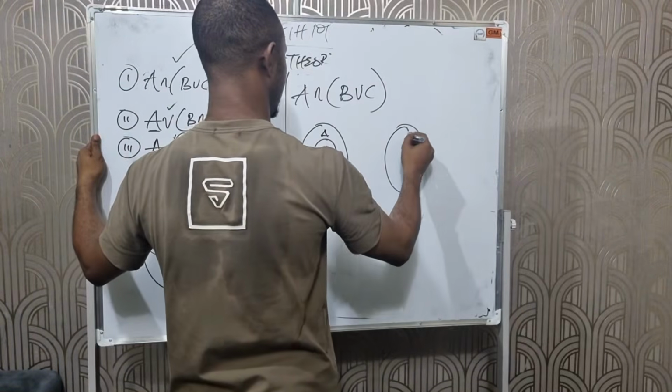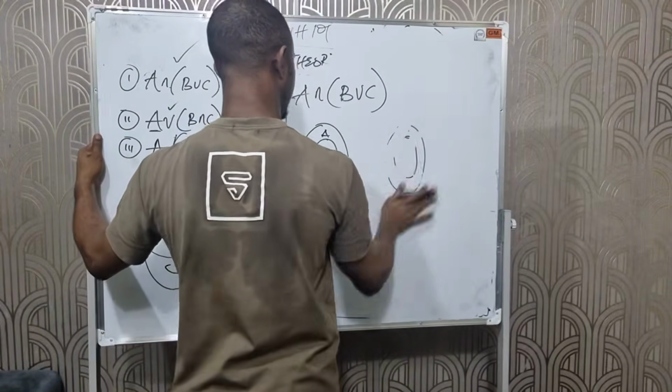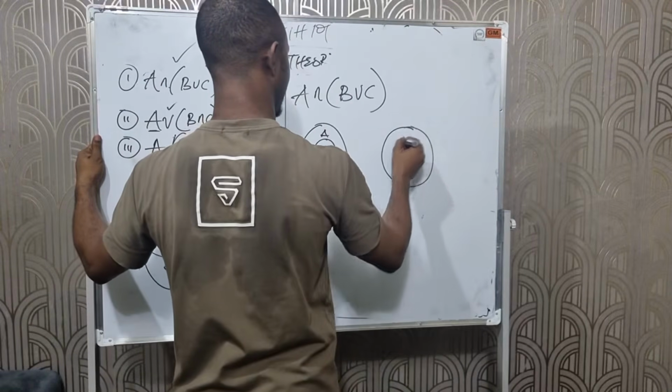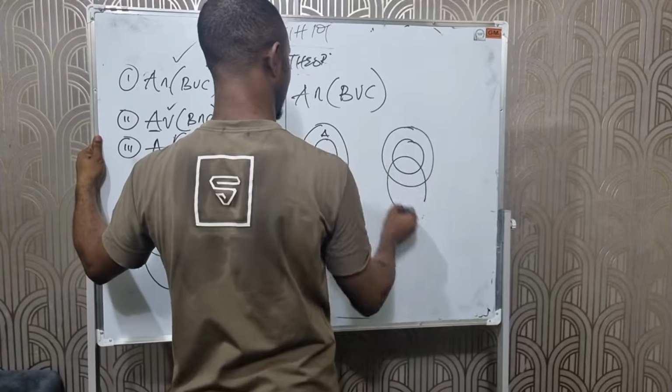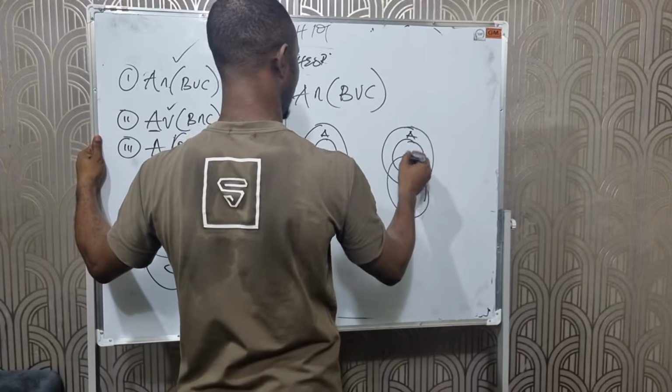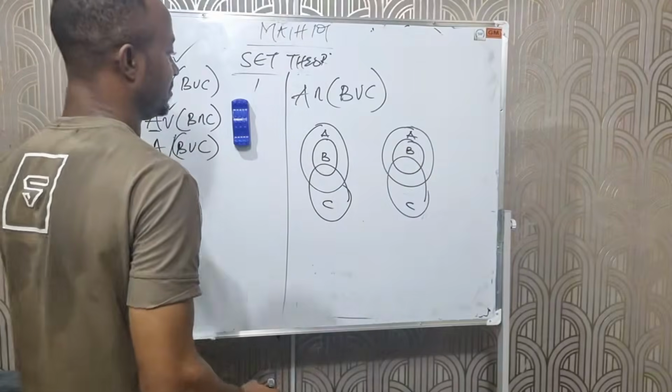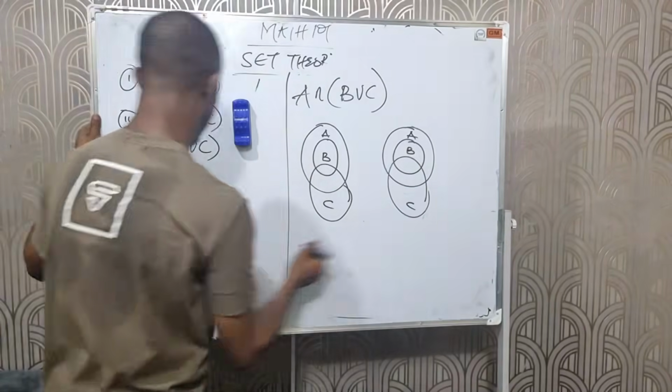We have our A, we have our B, and we have our C. We have A, we have B, and we have C. The first is to shade every part. We are looking for the result, right?